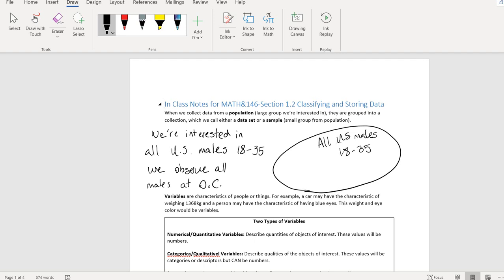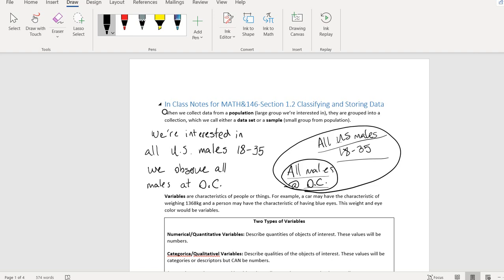Now, actually getting data for all U.S. males 18 to 35 is not possible. Like, we have some that aren't registered with any government or official entities, things like that. So what we do is that we take a small subset or sample of them, and we observe all males at OC. So the population is the one that you wish you could look at. The sample are the ones that you actually look at.